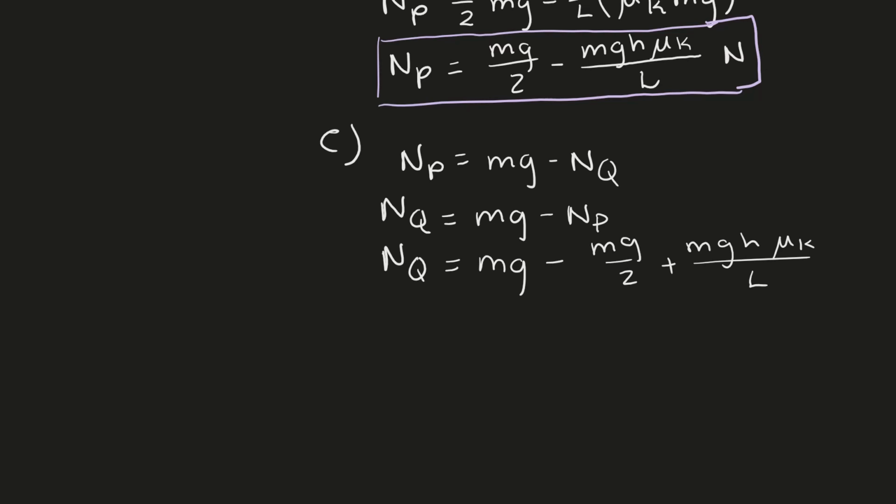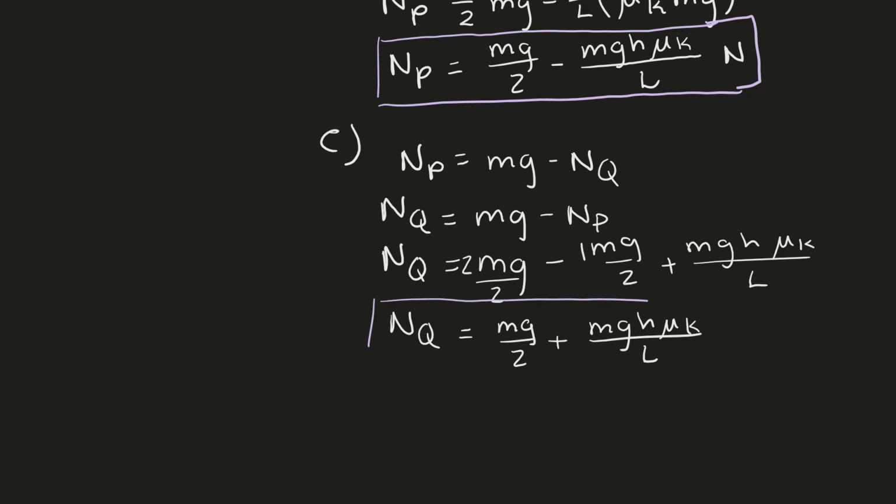So then we get NQ is equal to, so again, put a 2 there and a 2 there. 2 minus 1 is mg over 2 plus mgh mu k over L. So it looks like the only difference between NP and NQ is that one is adding the second term and one is when you subtract the second term. Alrighty, not too bad.